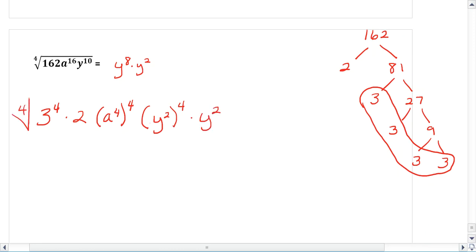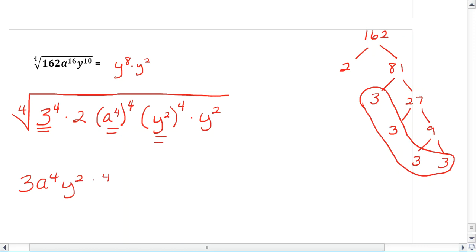Now I didn't put this in, but all of this is still under that fourth radical. So again, I'm going to underline the perfect roots that I have found. There's a perfect fourth there, there, and there. So pulling out the 3, pulling out the a to the 4th, and the y squared, and then what remains under the fourth radical here is a 2 and a y squared. And now it is simplified.